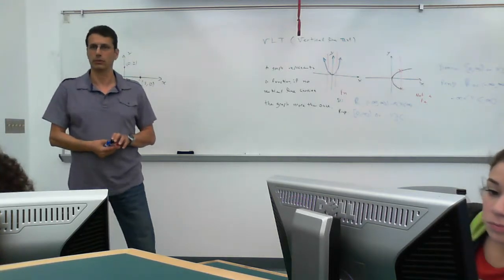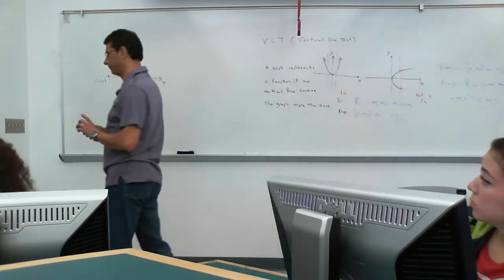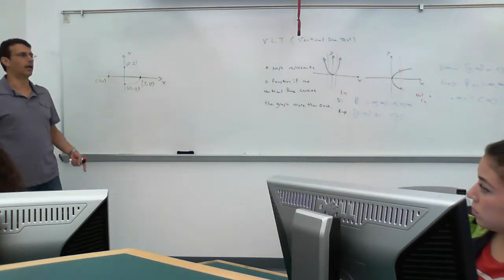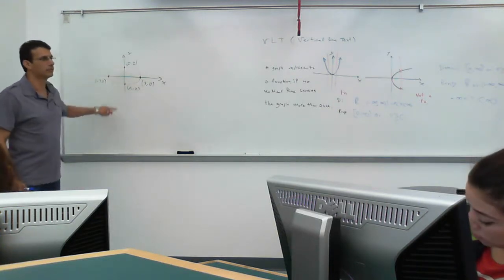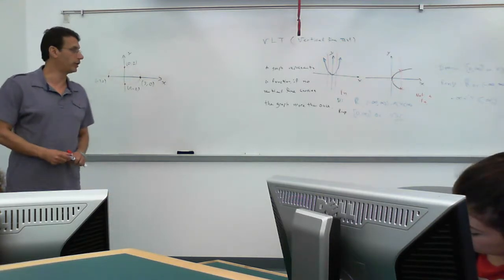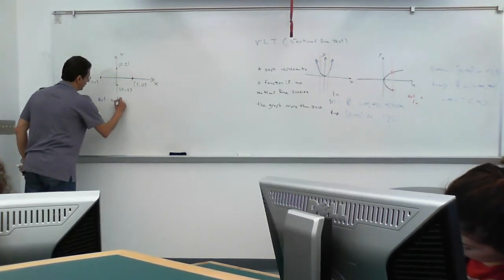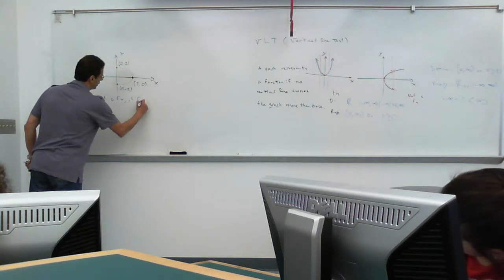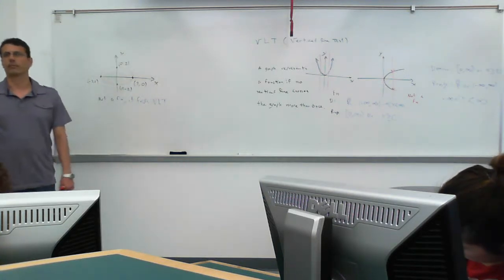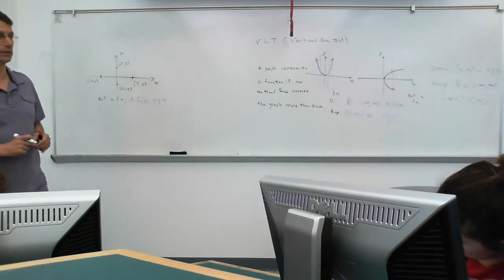First of all, is this a function, class? Why not? Even if you look at the y-axis, there are two intersections. So it definitely fails. Is this a function? No, not a function. It fails the test, the VLT, vertical line test. Therefore, it's not a function.